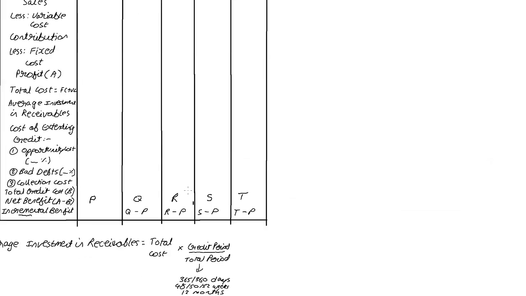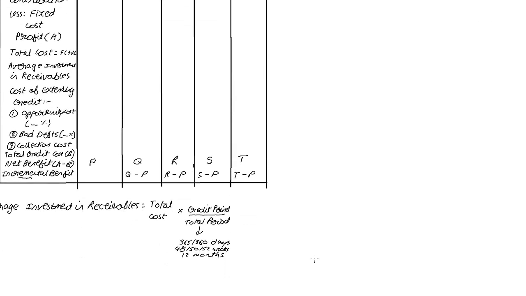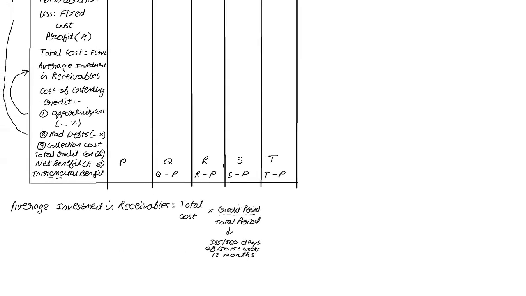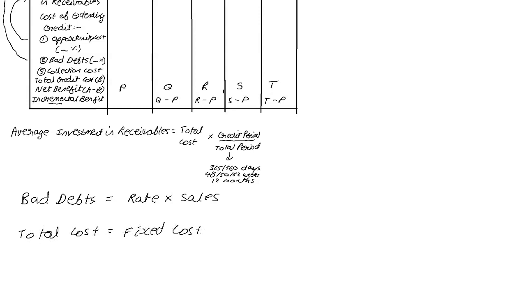Alright, so I hope this is clear to all of you. If you all have doubts, please ask me. I have given you all a formula for average investment in receivables. I'm going ahead. Anyway, it's there, but for those who have doubts, the bad debts over here is going to be the rate of bad debts into the sales. Okay, our total cost, it's written on top, but I'm just doing it anyway, is equal to fixed cost plus variable cost.